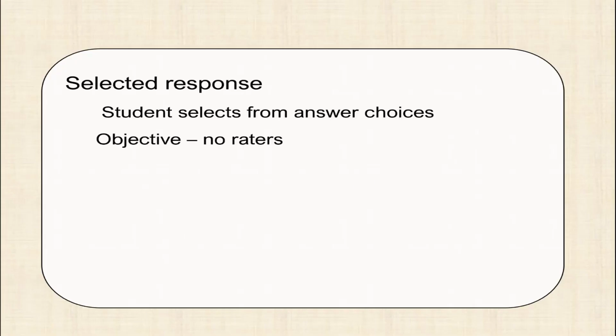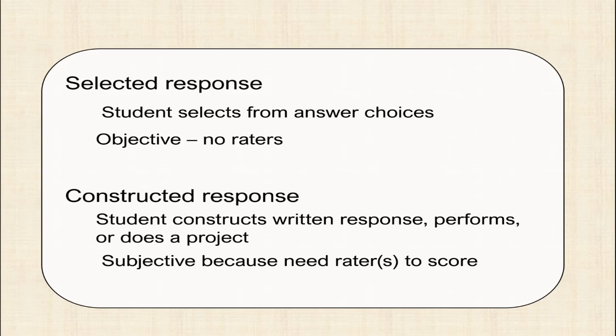So moving ahead, we're going to be talking about, again, selected responses, and those are, of course, where the student selects from the answer choices, the multiple choice in this case, and that's considered to be objective testing because there are no raters. The answer is either right or wrong. Whereas in constructed response, the student constructs the written response, or maybe performs or does a project, and there's a rubric to score that. And it's considered subjective because you need raters to score the rubric, and anytime you get someone reading a rubric and making a score based on what they think that outcome, that rubric cell is saying, some subjectivity enters. So we have to keep that in mind.